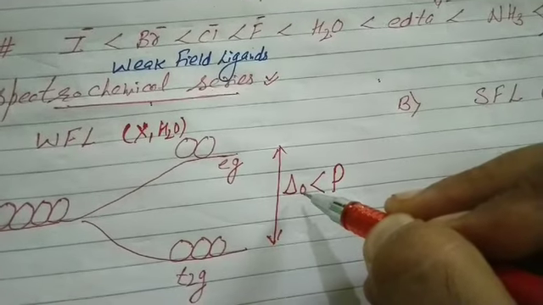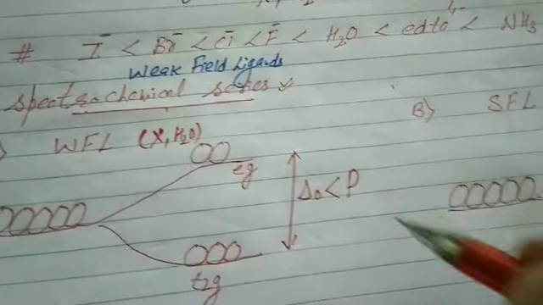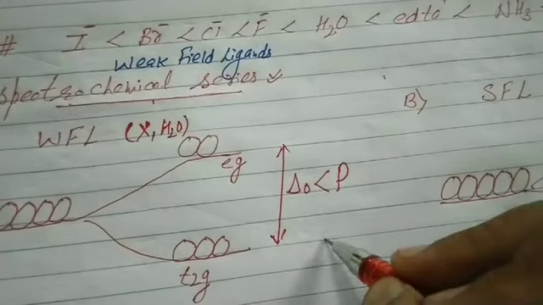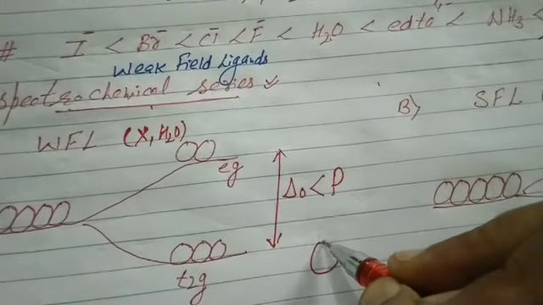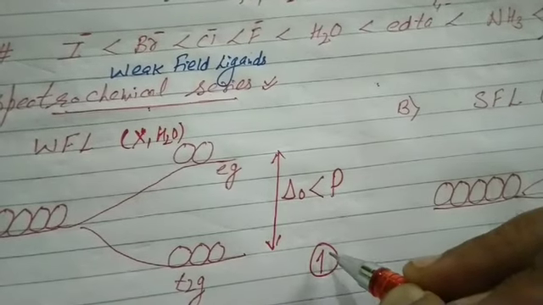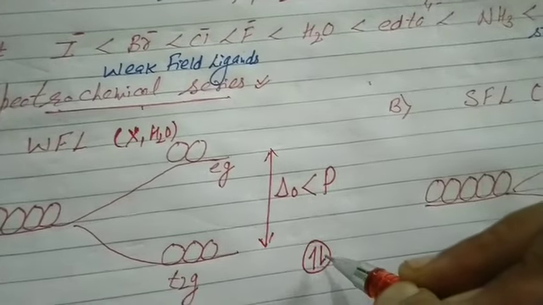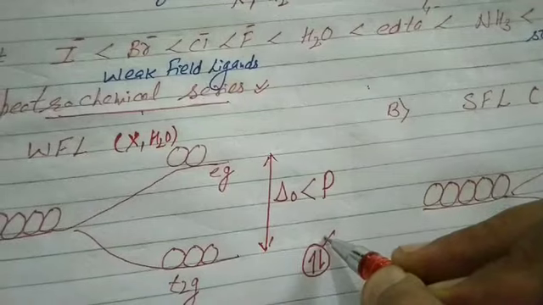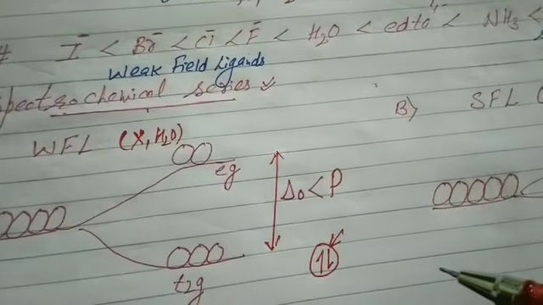Crystal field splitting energy is less for weak field ligand as compared to pairing energy. Now what is pairing energy? It is the energy required to pair up the second electron in the same orbital. Now I have to add a second electron, so energy is required for electronic repulsion. It is called pairing energy.